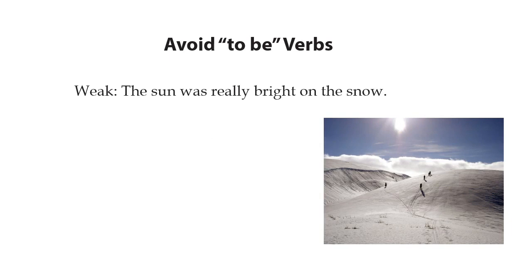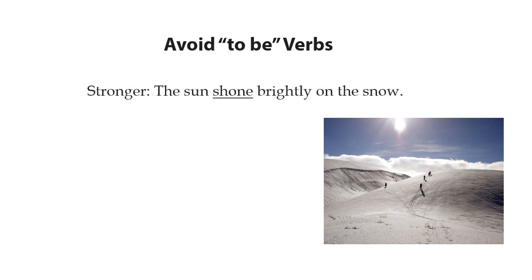So weak would be, the sun was really bright on the snow. Nothing wrong with that grammatically, but if we wanted to strengthen that, we could choose a verb that actually conveyed some action. We locate the to be verb, and we can change it. The sun shone brightly on the snow. It strengthens it. Now we know we have a subject, and that subject is actually doing something in the sentence.